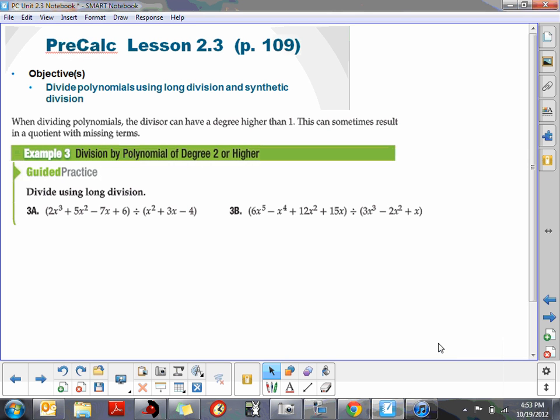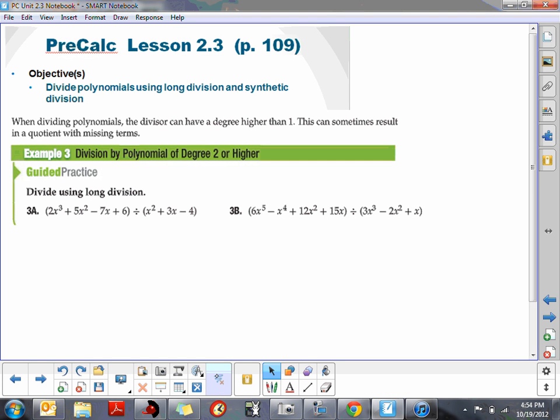Okay, in our third part, there's two things that they want us to be mindful of. Number one is that we don't always have to divide by a polynomial of degree 1. So we're going to divide by polynomials of degree 2 or higher. We're going to divide by a quadratic term. And the next time they're going to show you what happens when you divide by a cubic term. So up to this point, they've always been linear.